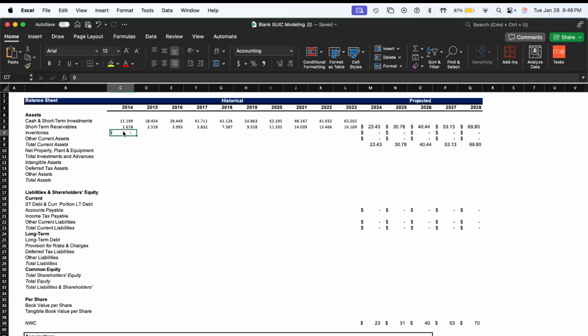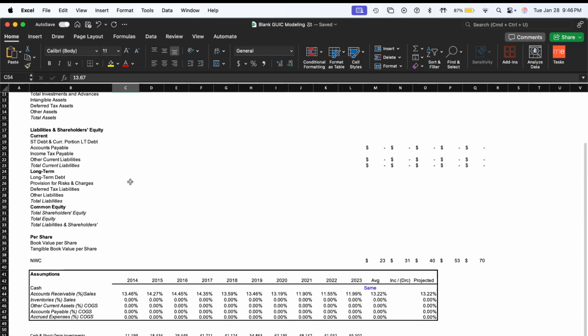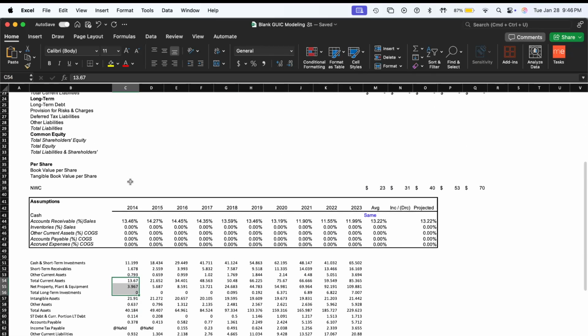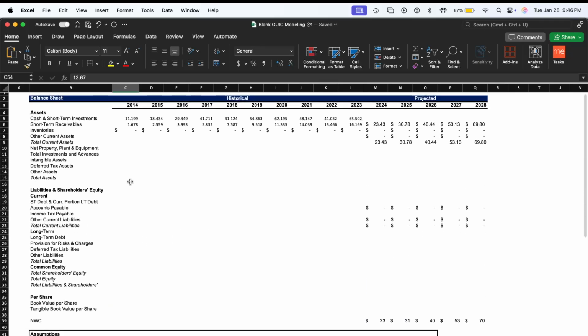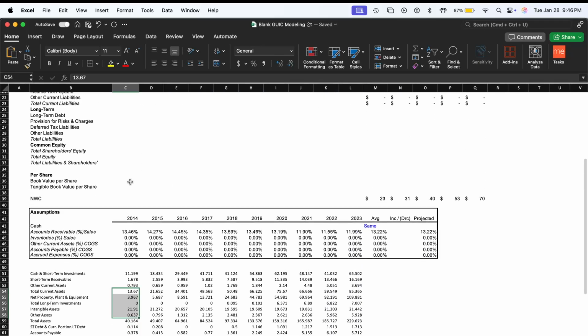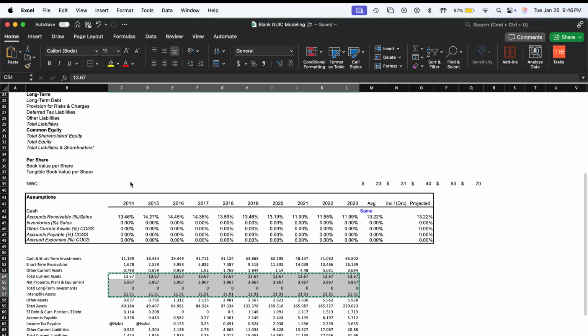Inventories is going to be zeros across the board. Other current assets, and then it goes to net PP&E. Total investments and advances is the same as long-term investments here. Intangible assets, deferred tax assets. Do they have any? They don't have any. It's another gap. Normally companies don't have gaps. I guess Meta's a little bit unique.